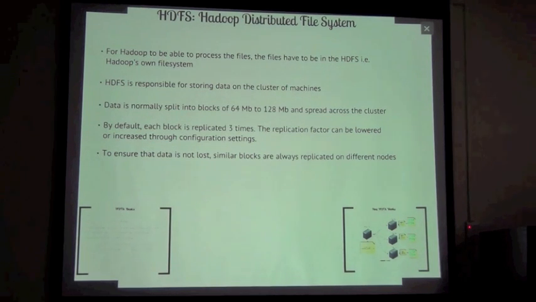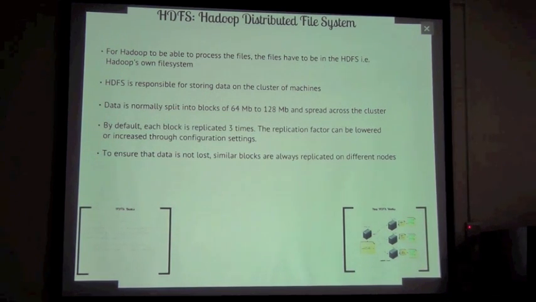For Hadoop to be able to process the files, the files have to be in HDFS. We've already discussed that. HDFS is responsible for storing data on a cluster of machines. So HDFS takes care of the storage part, the storage management. Data is normally split into blocks of 64 to 128 MB and spread across the cluster.